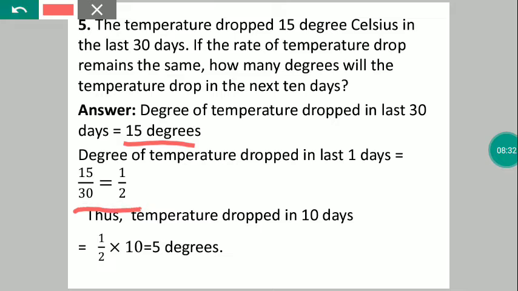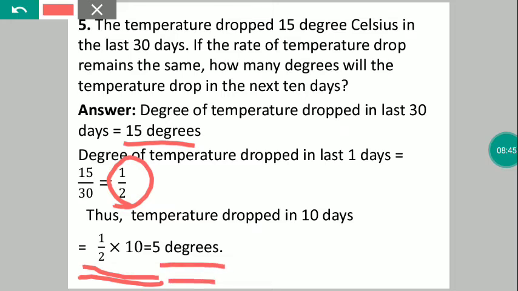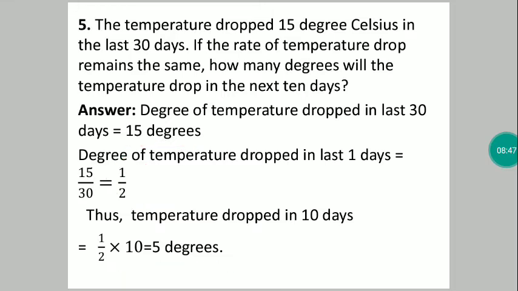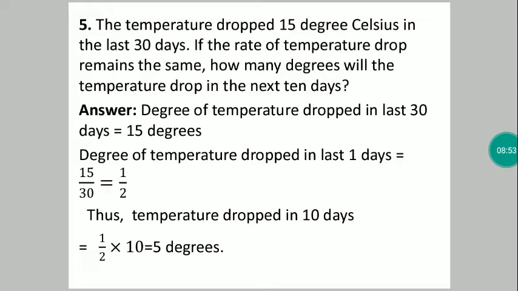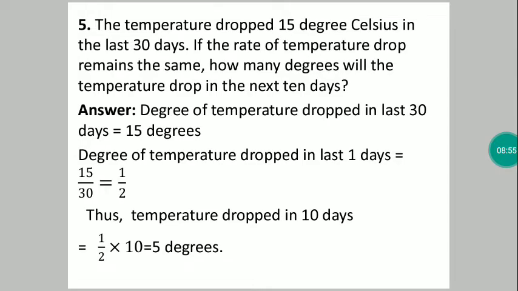That means the temperature drop in 1 day is 1/2 degree. Now the temperature drop in 10 days is 1/2 into 10, which is equal to 5 degrees. Temperature drop in 1 day is 1/2, so the temperature drop in 10 days is 10 into 1/2, which is equal to 5 degrees.